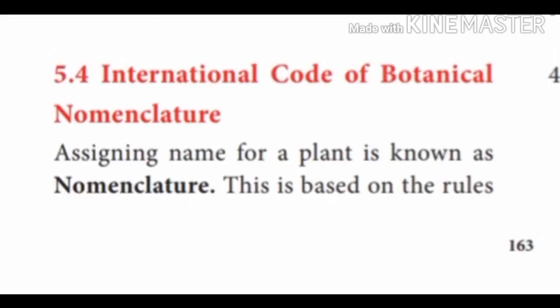Every organism needs to be named. That is what taxonomy is. Naming is called nomenclature. Assigning a name for a plant is known as nomenclature. This nomenclature needs to follow certain rules.